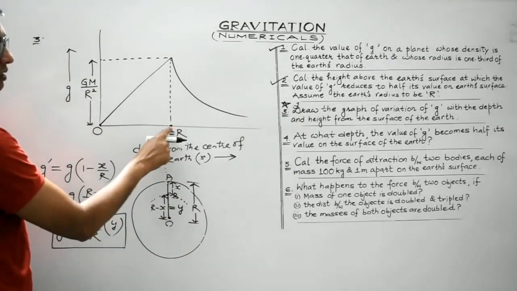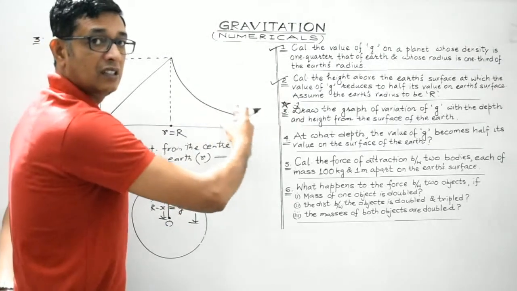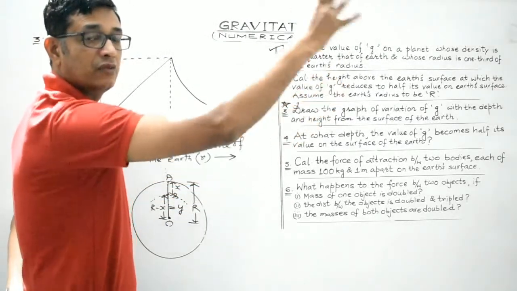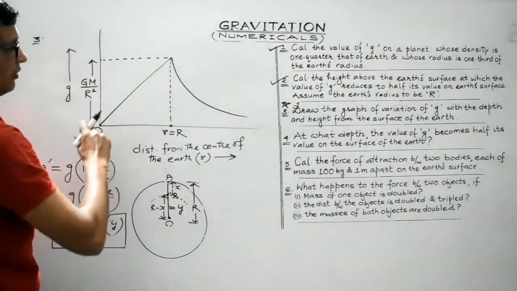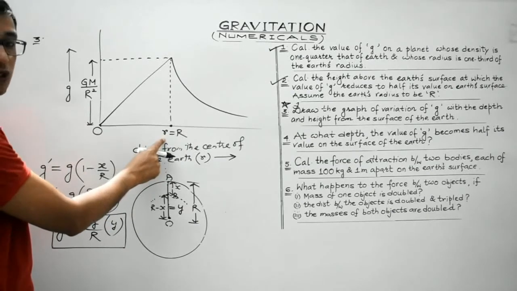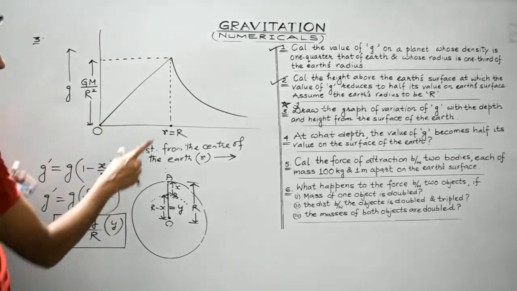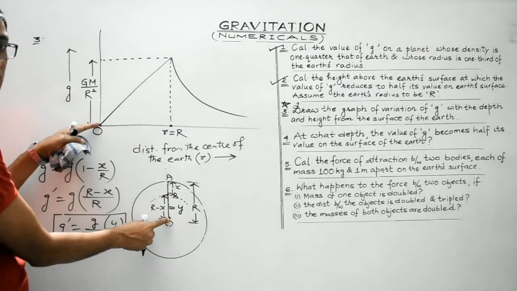So this is the Earth's surface and this is beyond the Earth's surface. I mean, this is at altitude which keeps on gradually increasing from the Earth's surface. So this is the variation of small g with small r. r is the distance of the observation point from the center of the Earth. When r is 0, that is at the center of the Earth, g is 0.